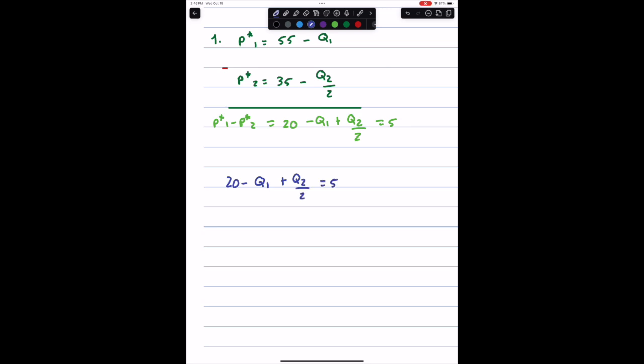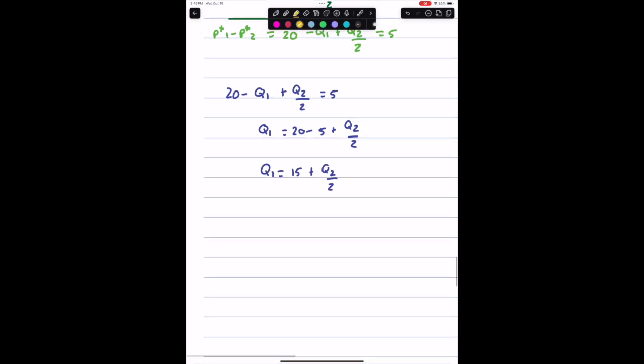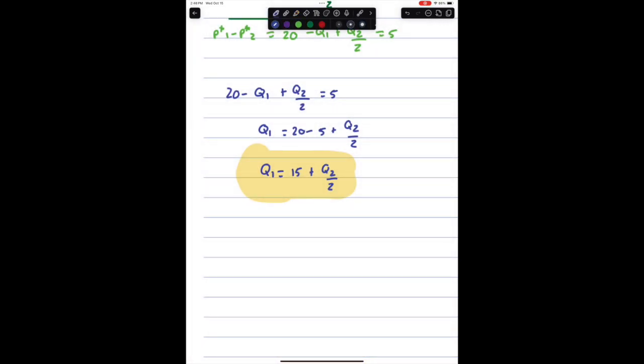We're going to isolate for Q1. Q1 is equal to 20 minus 5 plus Q2 over 2. We're then going to get Q1 is equal to 15 plus Q2 over 2. Let me actually make my highlighter a little bit bigger. Boom. Q1 is equal to 15 plus Q2 over 2.